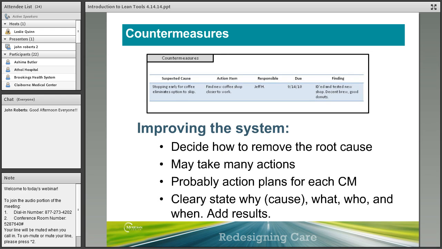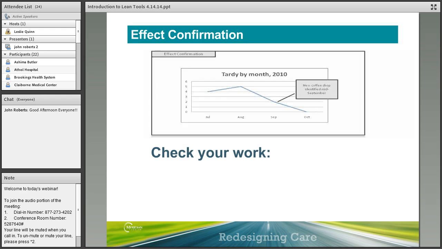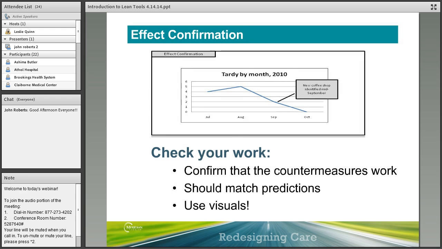So the next one is the countermeasures. We're going to work with Jeff to take action, to set the countermeasures on solving this problem, clearly stating who, what, when, and where, and making sure we're adding our results.